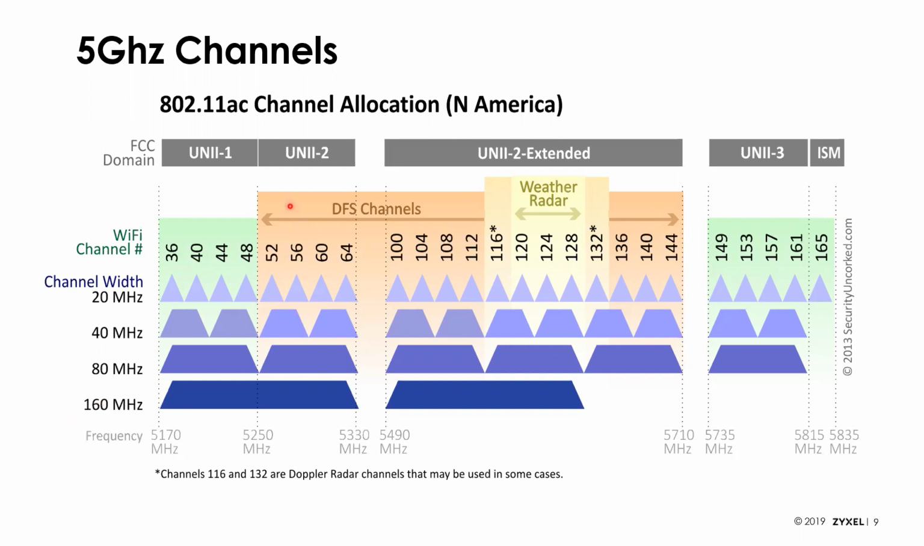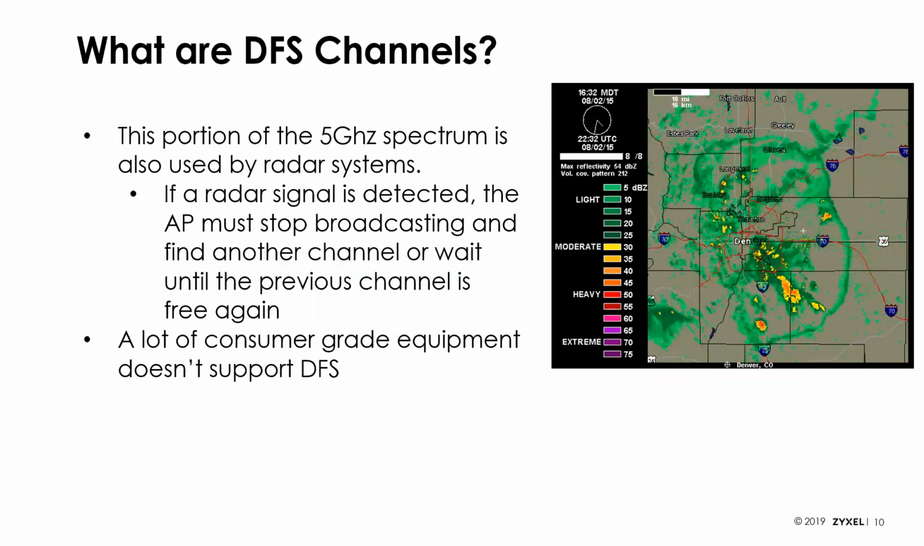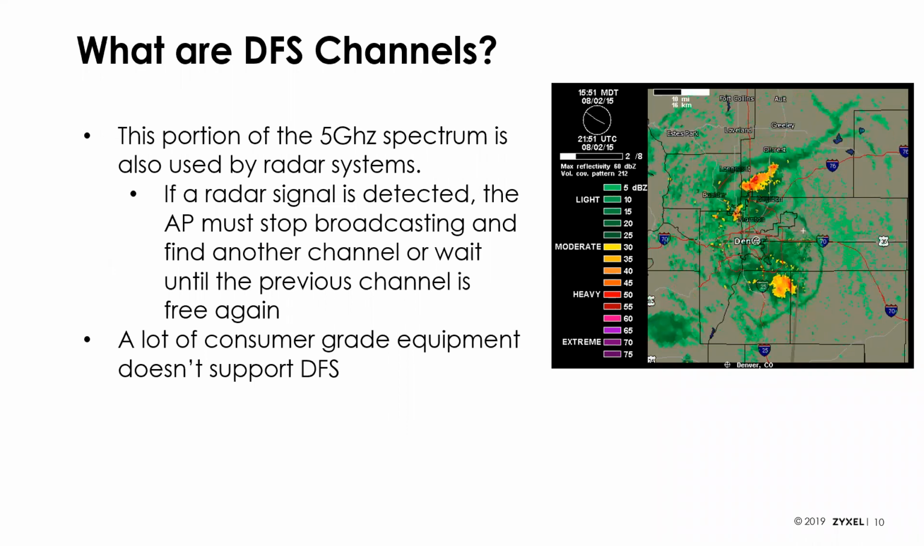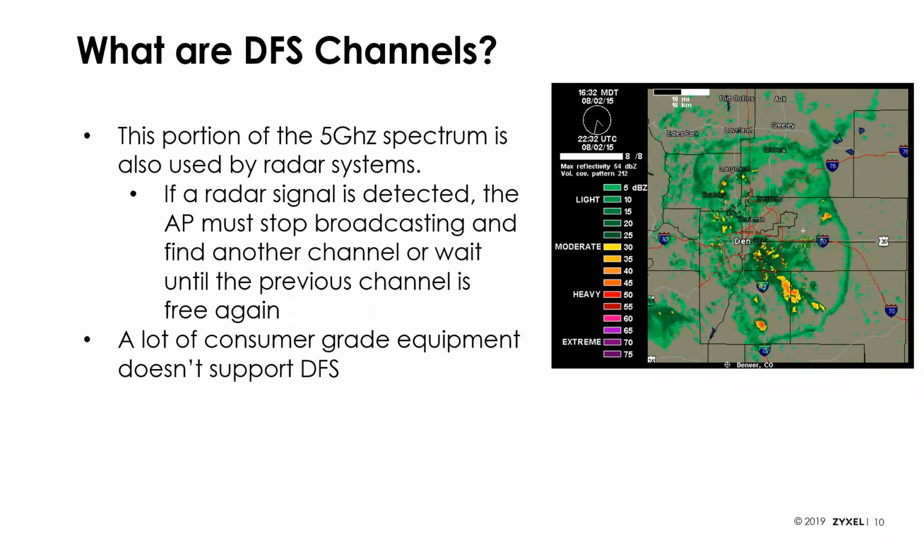Now you will notice here in the middle, there's a big number of these channels that are highlighted in an orange color, and it says DFS channels. Part of the problem we ran into with the 5 gigahertz spectrum is that before the FCC opened it up and said, hey, you can use it unlicensed, it was being used as part of a chunk of licensed spectrum where you had to buy a license to use it. And there were people that have been using it for decades.